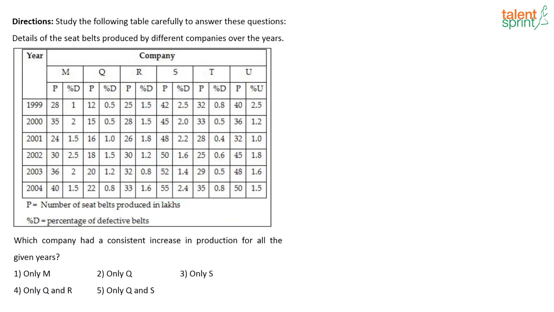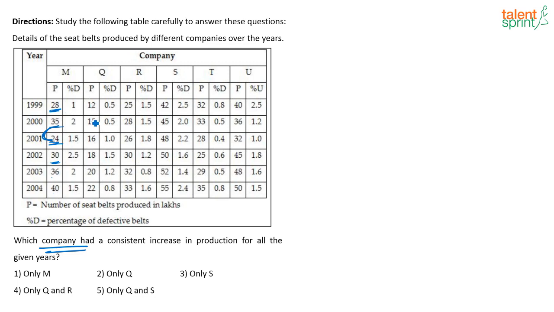Next. Which company had a consistent increase in production for all the given years? So, this is a very easy question. Just look at the table and see which company has a consistent increase. Consistent increase means, if you look at M, 25, 35, then it is reducing, correct? 35 reduced to 24, 24 increased to 30, 30 increased to 36, 36 increased to 40, but here there is a reduction.